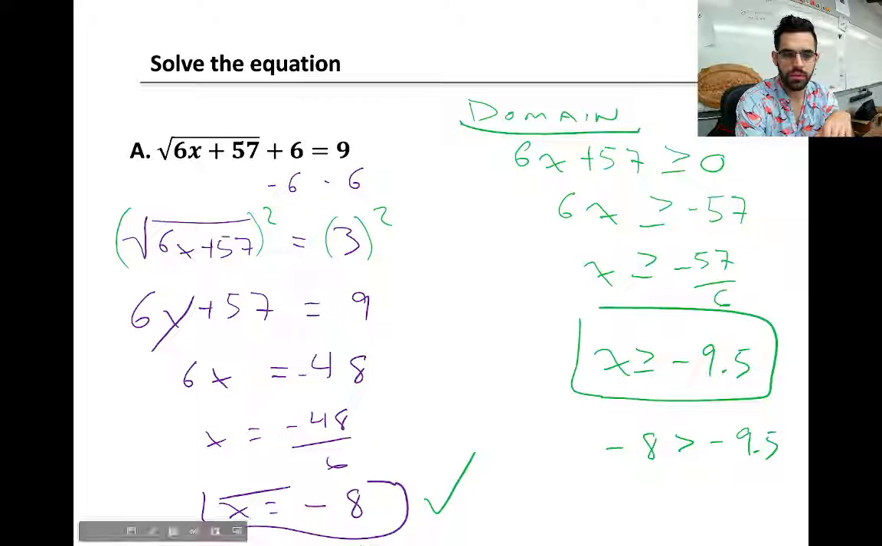We get negative 8. Now, because we have a square root, we do have to check our domain restriction. You see the radicand in this case is 6x plus 57. So 6x plus 57 must be greater than or equal to 0. Well, that's an inequality that we can solve for x, and we can do so. X must be greater than or equal to negative 9.5. So if 6x plus 57 must be greater than or equal to 0, that means the x right here has to be bigger than or equal to negative 9.5. If it's equal to negative 9.5, this will equal 0. But negative 8 is bigger than our answer, so we're good.